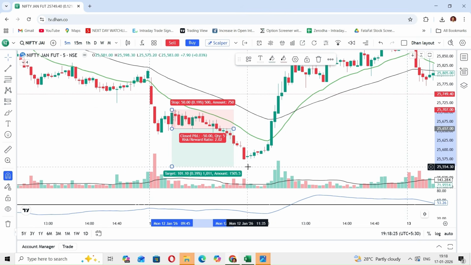Price has not reached that point. Here it has closed above the 20 MA. So I will trail my SL to the high of this particular candle, and I will exit the trade at a lower loss. Fine. So always remember the 20 EMA trailing rule. Don't get emotional. Always follow your rules.